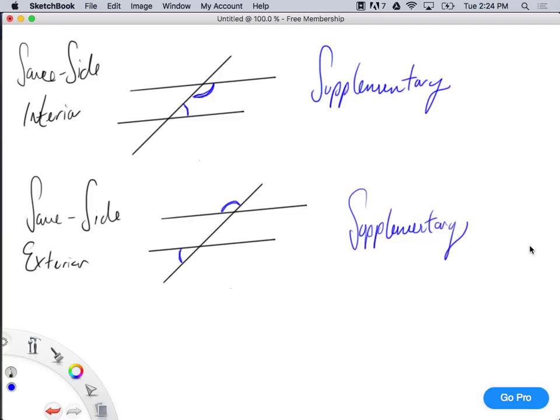So all of them are congruent. All the pairs of angles are congruent, except for these ones that are same side. Can't get any simpler than that. If it's same side, then they're supplementary. If they're not same side, then they're congruent. Okay? Does that make sense to you guys? Any questions about that? Okay.